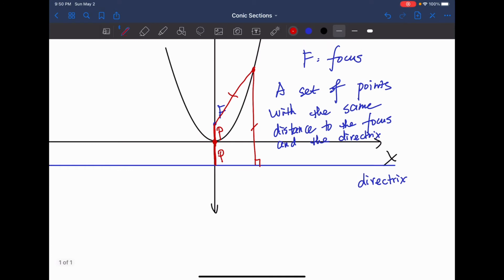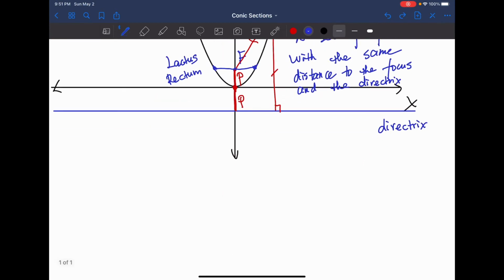Now, there's a new term called the latus rectum. A latus rectum is a line segment parallel to the directrix that passes through the focus, and its endpoints are on the parabola. This is called a latus rectum, and these are called the endpoints of the latus rectum. We know that its length would be 4p, and we'll prove that later. So now let's think about this.